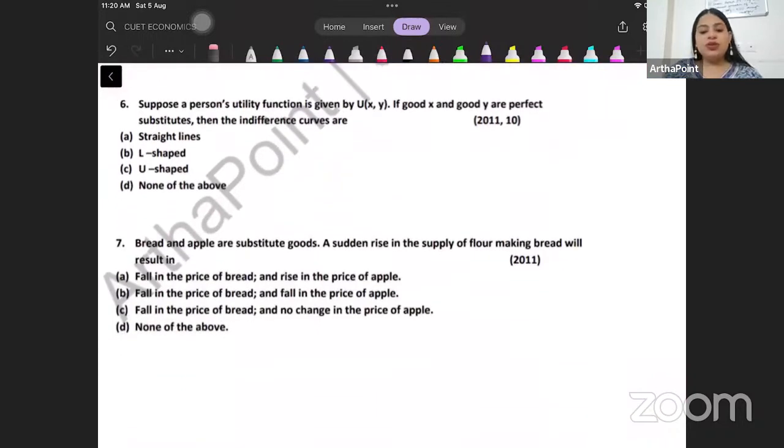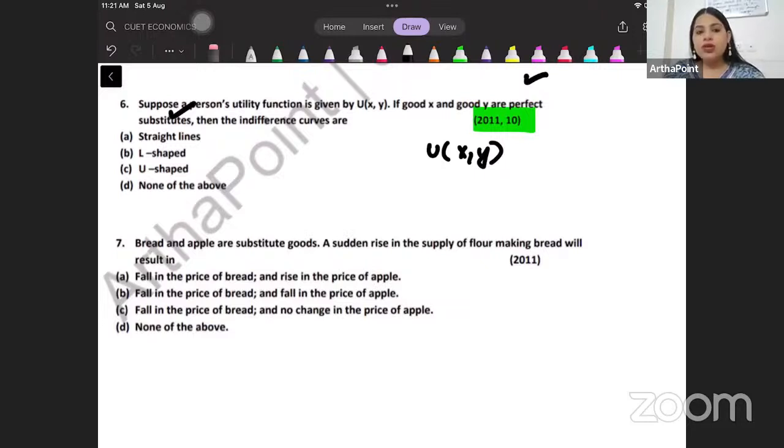Okay. Now come to the third question. So this question, beta, came in year 2011 also, and then it came in 2012 also. It repeated twice. So let's read the question. It's a very easy question. It says, suppose that the utility function is given by u of xy, and goods are perfect substitutes. Then the indifference curve will be.